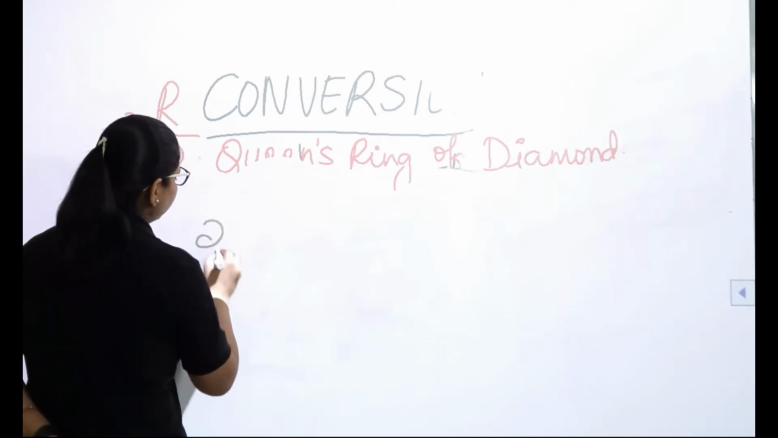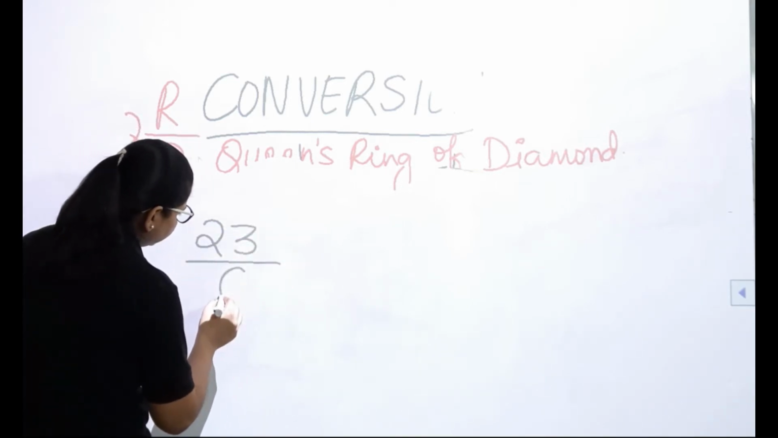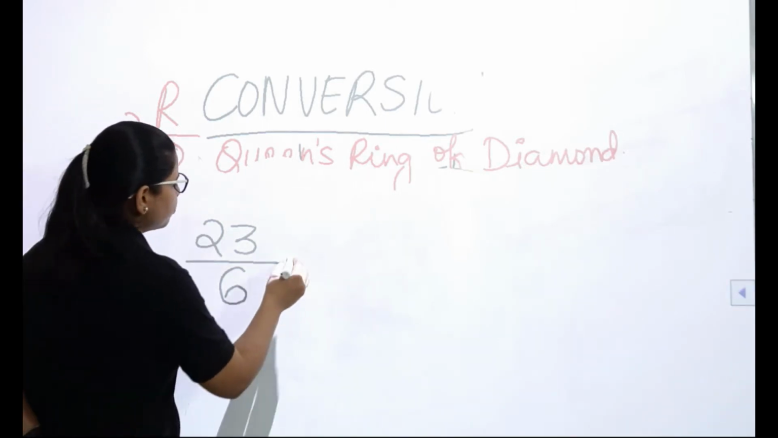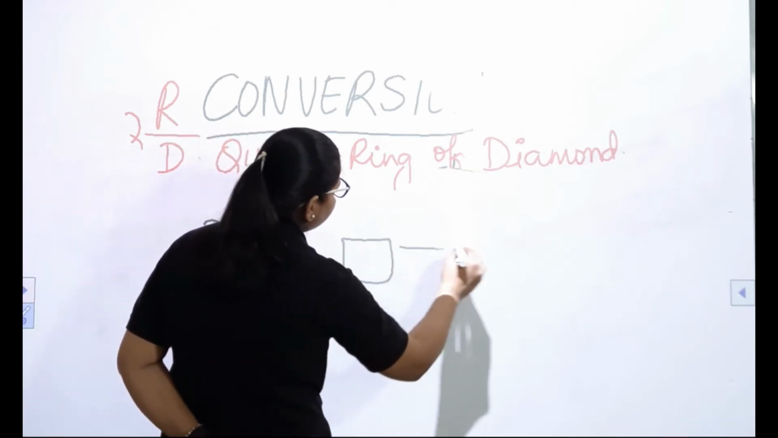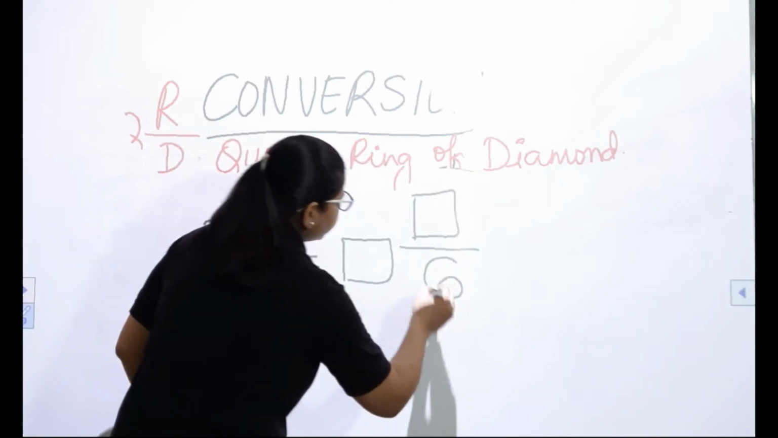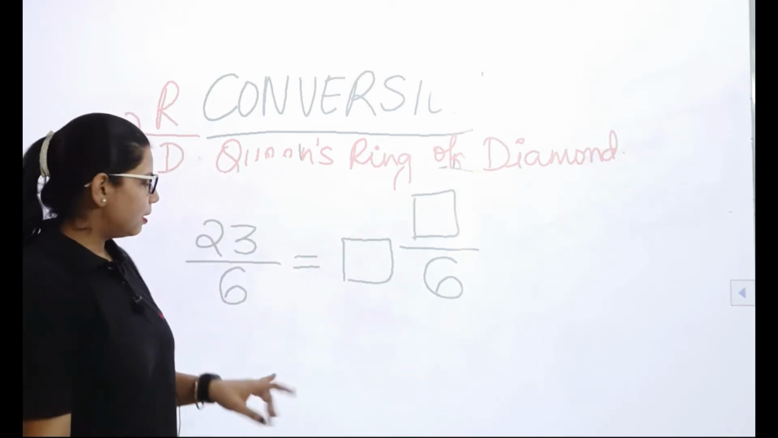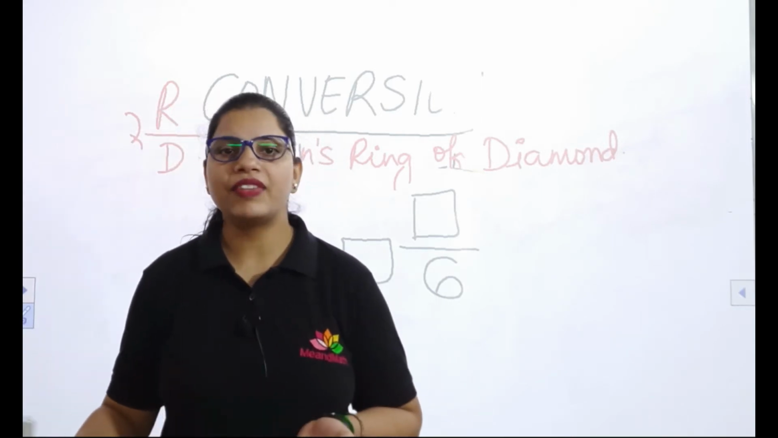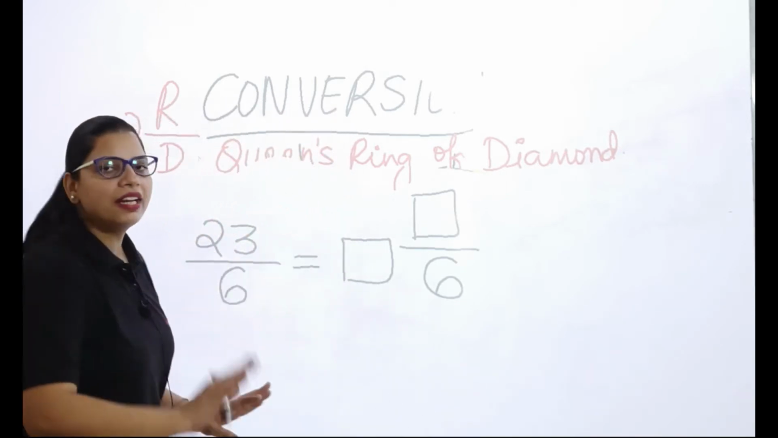Let's say, for example, 23 upon 6. Right? So we have to convert it into a mixed fraction. This is the place for queen. This is the place for ring. And this is fixed for 6. These two places can change, but 6 is fixed, because the queen is not going to wear any other metal or material except the diamond. So diamond means the denominator is fixed.